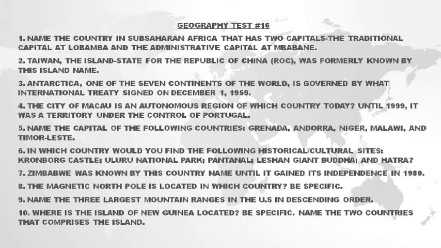Question 7. Zimbabwe was known by this country name until it gained its independence in 1980. Question 8. The magnetic North Pole is located in which country? Be specific as to where in that country. Question 9. Name the 3 largest mountain ranges in the United States in descending order. And question 10. Where is the island of New Guinea located? Be specific. Name the 2 countries that comprise the island. This concludes the questions for Geography Test 16. Again, 10 questions from different regions of the world.